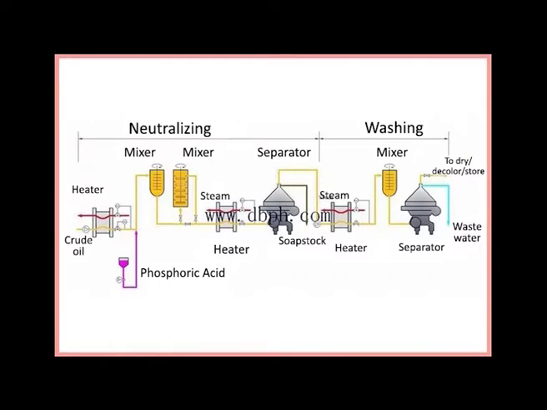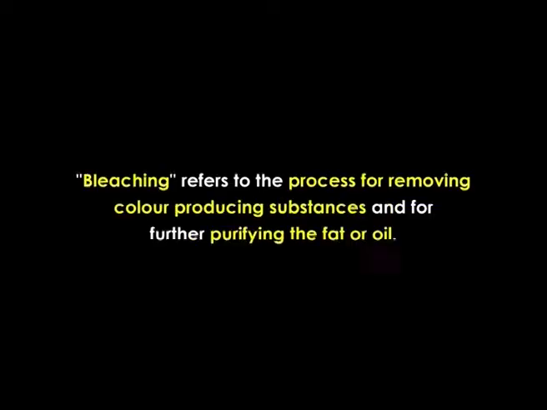Next, neutralization. The process of neutralization, sometimes referred to as alkali refining, generally is performed on vegetable oils to reduce the free fatty acid content and to remove other impurities such as phosphatides, proteinaceous and mucilaginous substances. Now, let us move on to one of the important processing methods of fats and oils, that is bleaching. The term bleaching refers to the process for removing color producing substances and for further purifying the fat or oil.